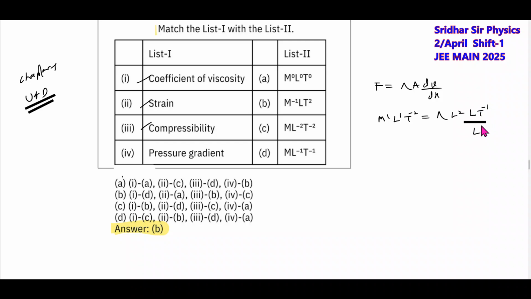This will be eta. This will be M1, here L square, here L will cancel out. Here L to the power of minus 1, T to the power of minus 3. M1 L minus 1 T to the power of minus 1. This will be the dimensions of coefficient of viscosity. I think we have this particular thing.